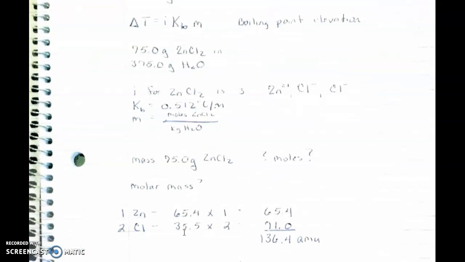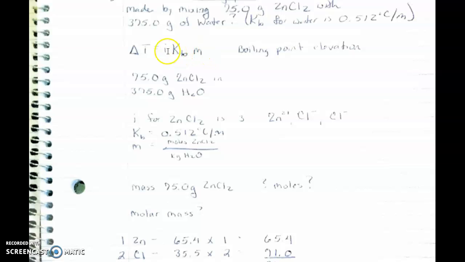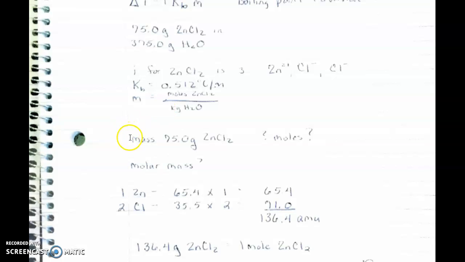So the first thing we need to know, since we don't know the molality, is that we have to determine what the molality is before we can use this equation, because this is what we want to know. We know i, we know Kb, and we need to know molality, and so we're going to have to use this information right here to determine our molality. And so we know the mass, and we know how much zinc chloride we're going to use. We're going to use 75.0 grams. The question is, in that 75.0 grams of zinc chloride, how many moles are there in that sample?